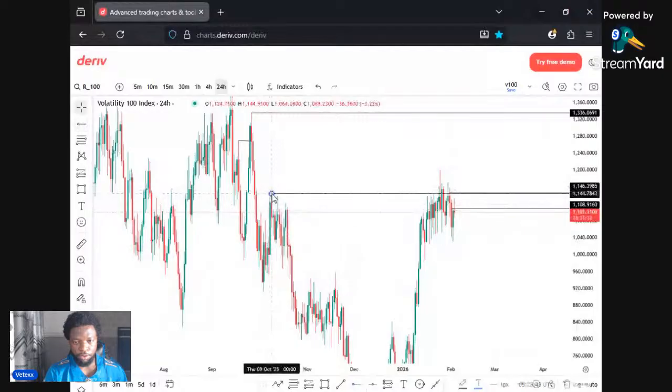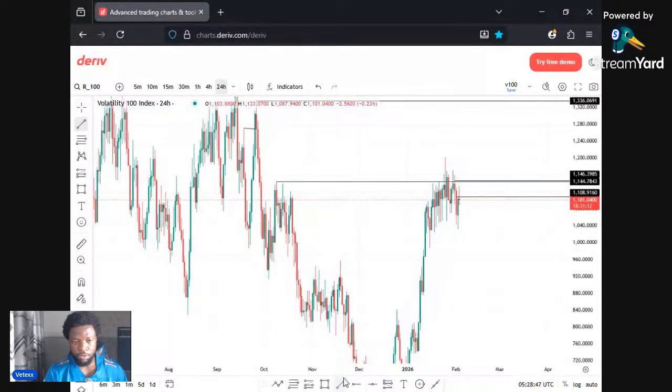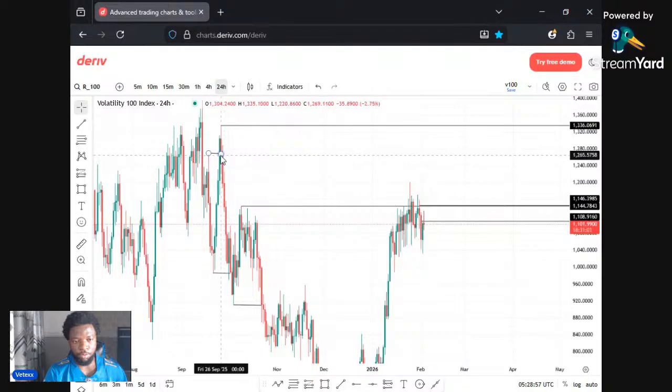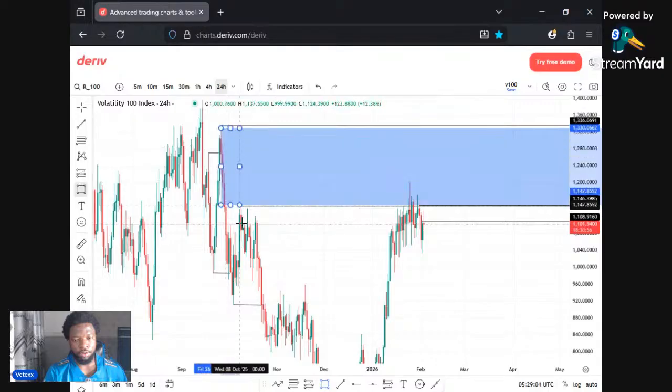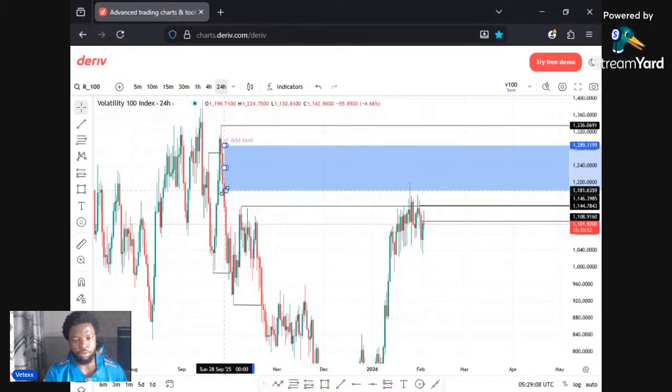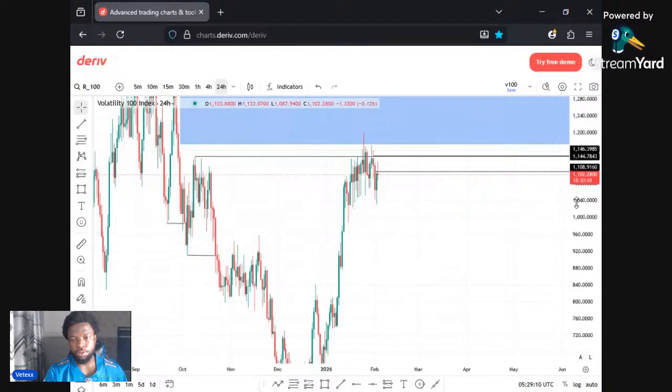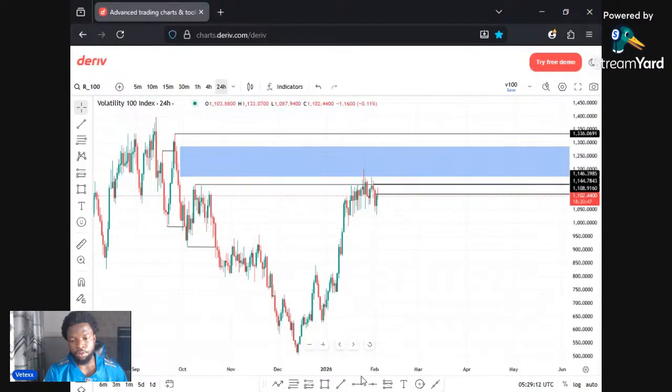It's coming from here on the 24 hour. So we have this sweep of structure, and we have a sweep of structure too. So this becomes our point of interest. This is our PY. So price tapped into the PY, and then it's going to get here. So this is start, this is finish.